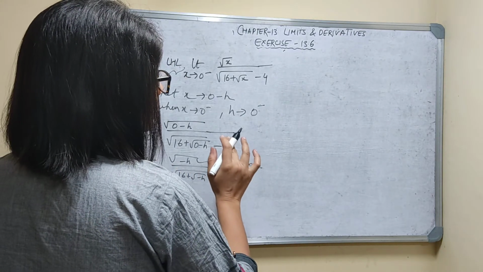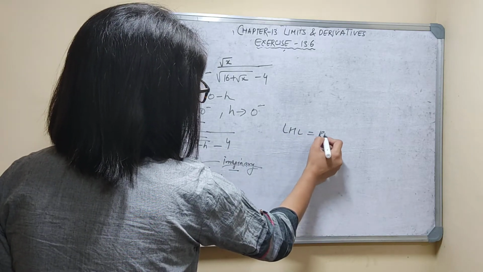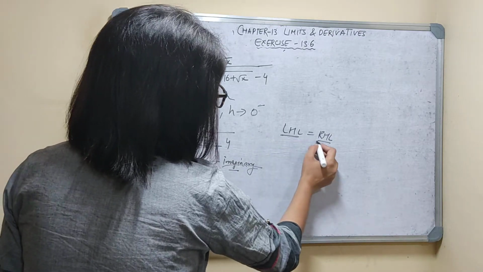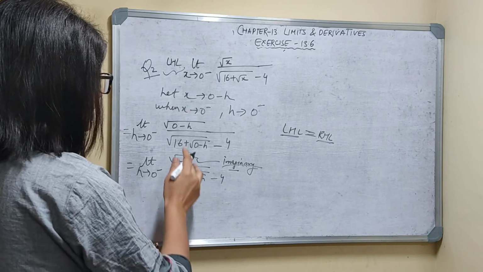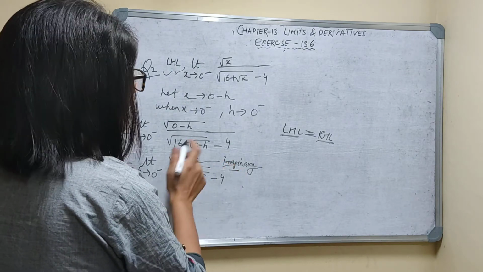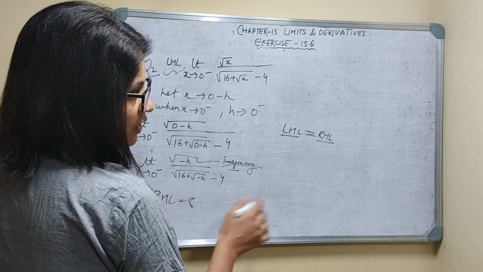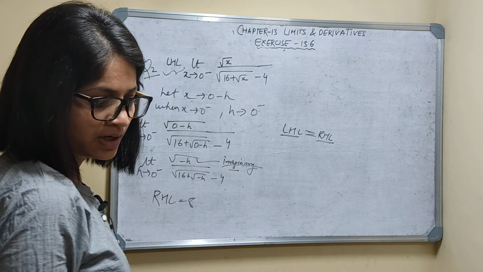For the limit to exist, the left hand limit should be equal to the right hand limit; separately we have to evaluate and both should be equal, then only we can say that the limit exists. But here you can see it's an imaginary number, and when we did the right hand limit, that was 8. So it is not possible. We can't evaluate this limit.